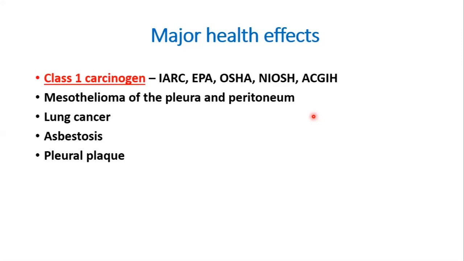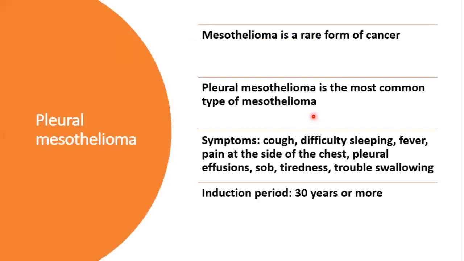So asbestosis and pleural plaque would be non-malignant respiratory conditions, whereas mesothelioma and lung cancer would be carcinogenic, would be malignant conditions. So there is pleural mesothelioma. It's a rare form of cancer, but it's pretty dangerous. Pleural mesothelioma is much more common than peritoneal mesothelioma, and those are signs and symptoms.